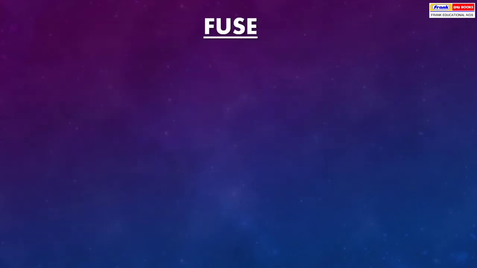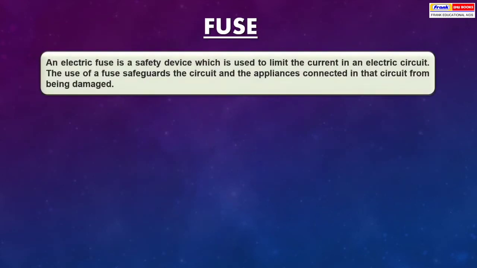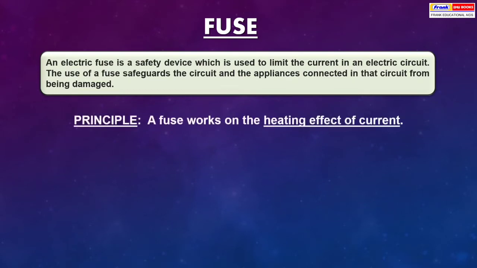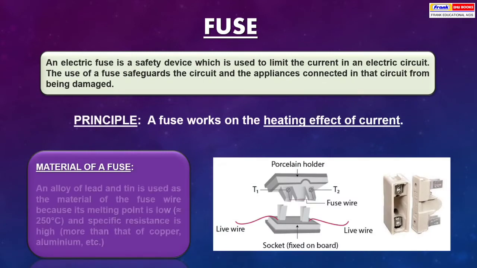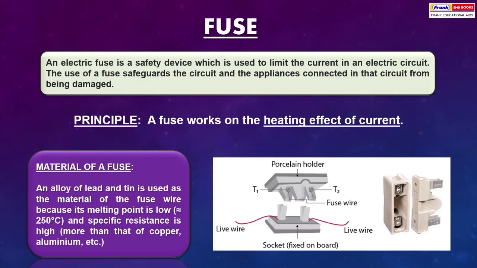If one appliance is switched off or not operated, no other appliance connected with it in the series will operate. Fuse. An electric fuse is a safety device which is used to limit the current in an electric circuit. The use of a fuse safeguards the circuit and the appliances connected in that circuit from being damaged. Principle: a fuse works on the heating effect of current.